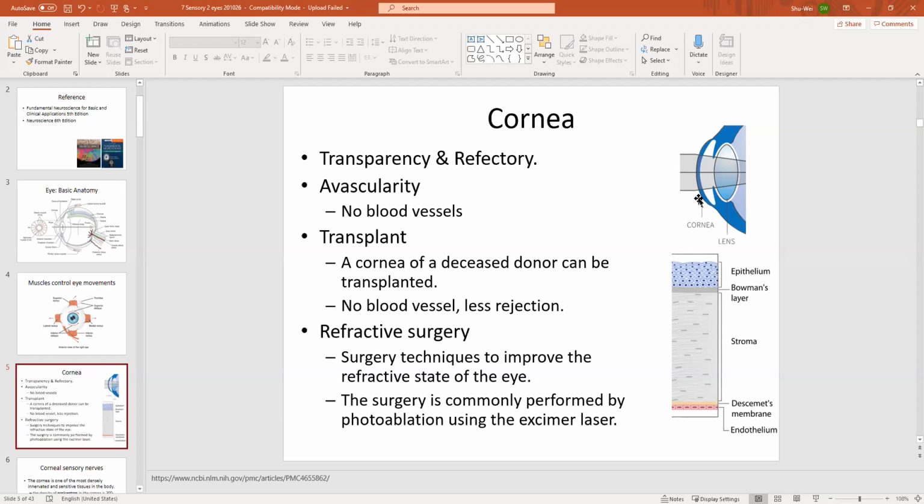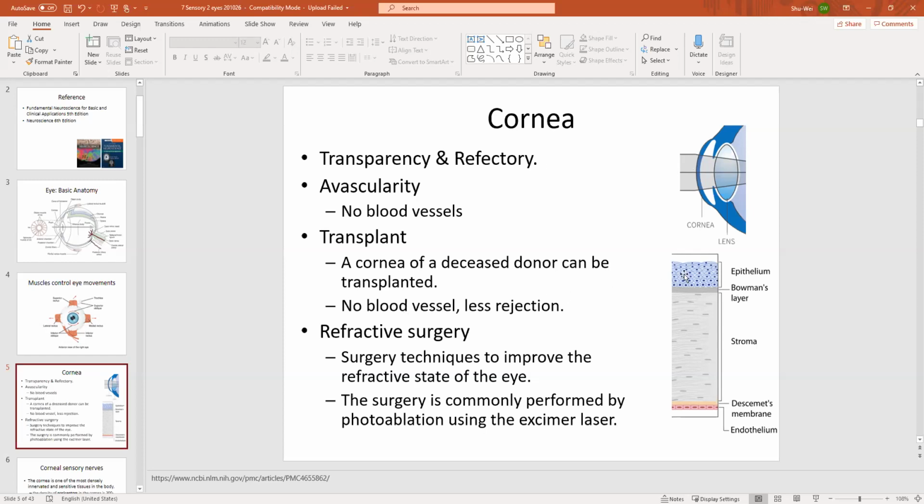So that's that. Another thing you need to know is that because it's transparent, there is no blood vessel in the cornea. If there were blood vessels, you would see the red blood cells. It would not be transparent. It would appear red, right? And because there's no blood vessel, there will be no immune cells and no antibodies circulating around. So this is a region much easier to conduct an organ transplant, because there will be less rejection. Our immune system won't tell if it's from a foreign object or not.